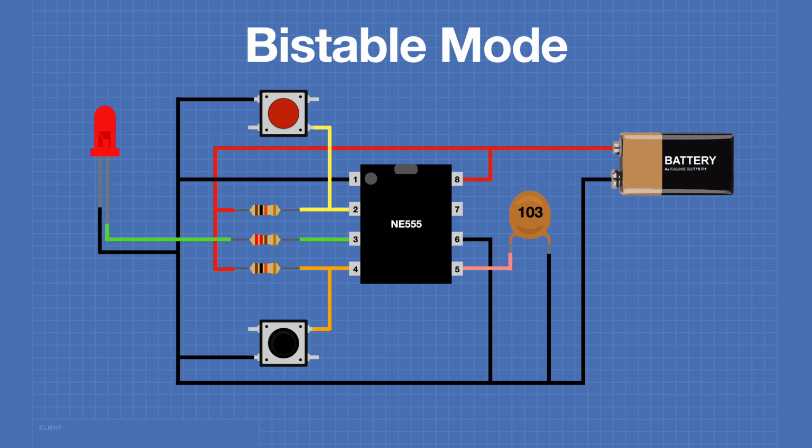Once again, our 220 ohm resistor is taking the output on pin 3 and acting as a dropping resistor to drive the LED. Pin 2 is our trigger input, and it has a 10K resistor pulling it up high. Pin 4 is the reset input, and it's also being pulled up by a 10K resistor. When the push button associated with those pins is pressed, it will pull that input low, thus causing a trigger.